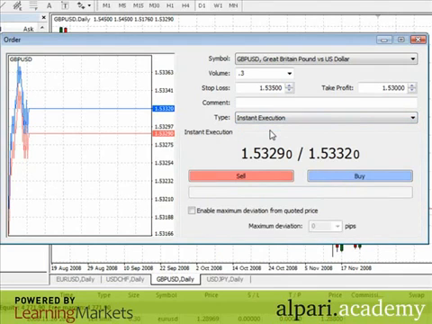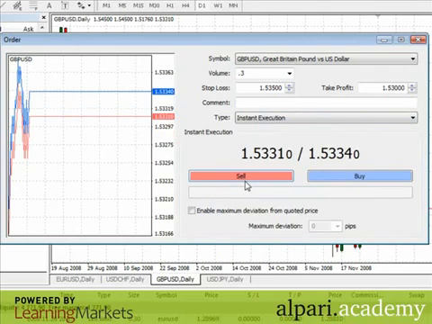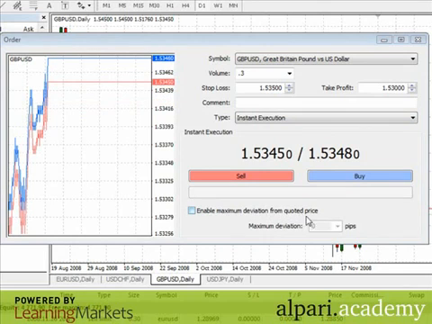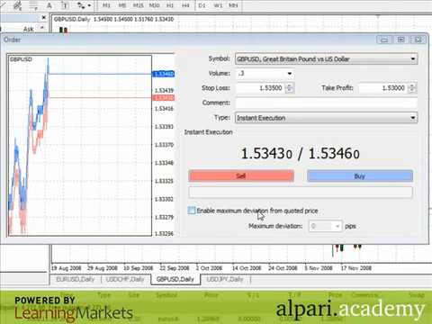Now we don't have some of those complexities if we make sure that this is set to instant execution, because that means that we're going to get filled at the current market price, which is relatively simple. All we have to do is press the sell button. But before we do, there's one more thing we need to talk about. That feature is the enable maximum deviation from quoted price. Now typically getting your order filled at the current market price is not a problem, but there are times that the market's moving pretty fast.